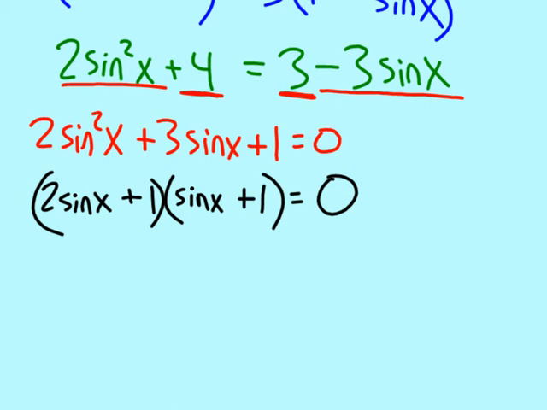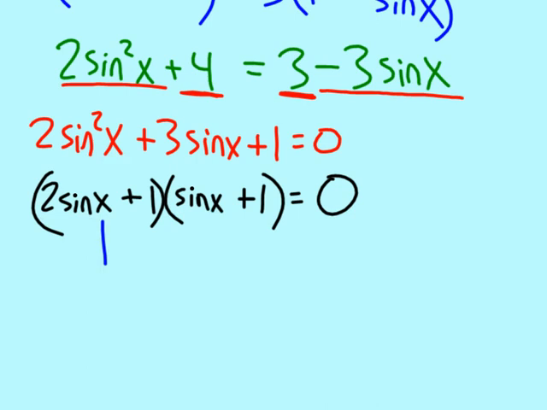Again, pause, let's just do a quick mental check. 2 sine x times sine x gives me the 2 sine squared of x. Outer term, 2 sine x plus 1 would give me plus 2 sine x plus another sine x. That does give me my 3 sine x. The last term in the FOIL does give me the plus 1. So yes, it all checks out.